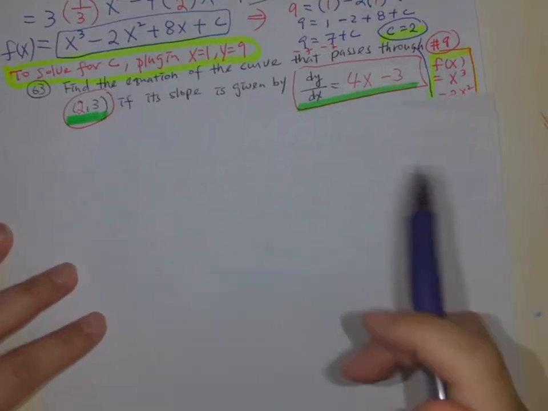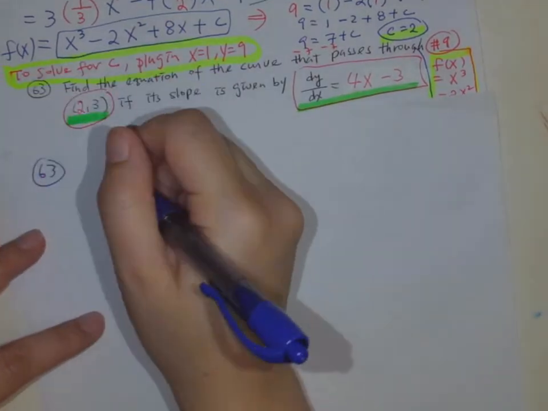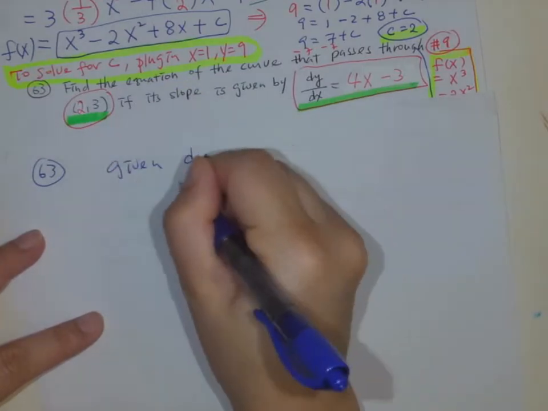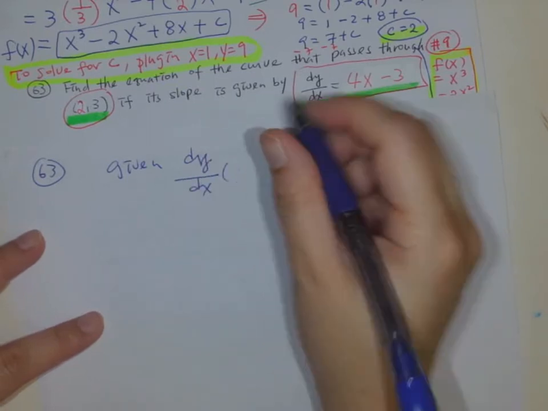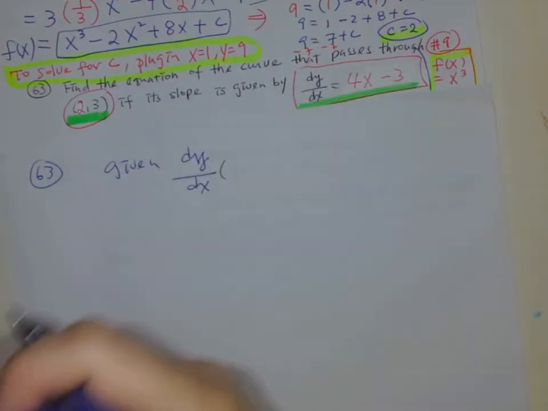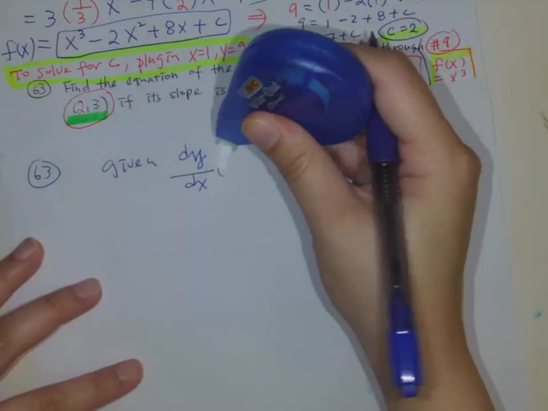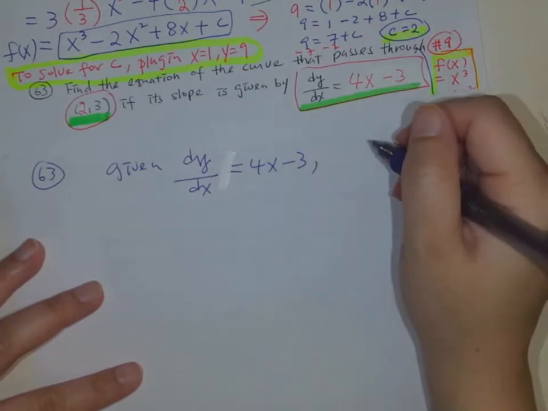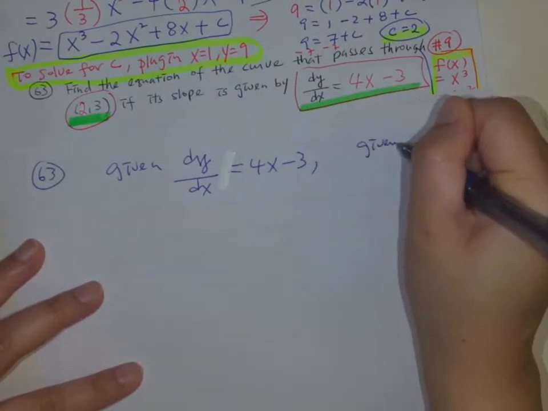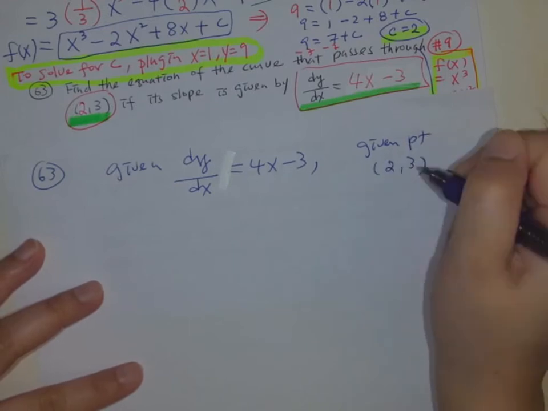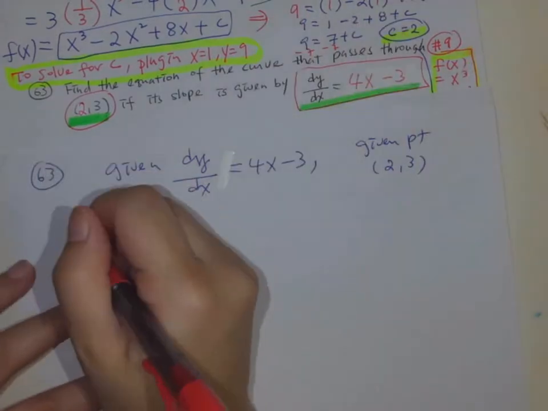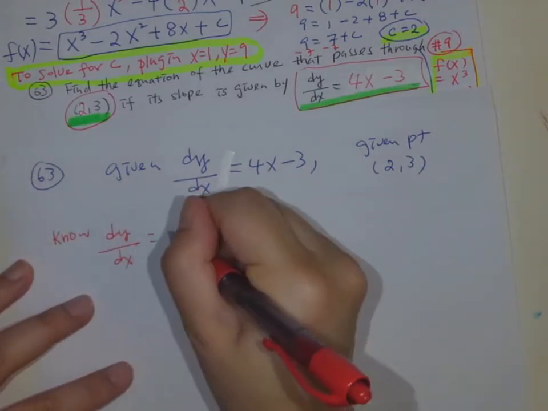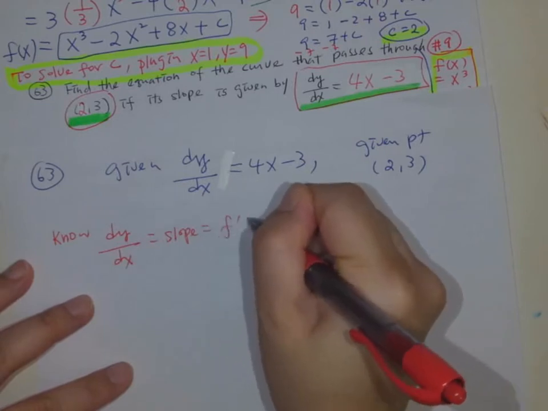So I can write down for number 63, it's given to us that dy/dx is equal to 4x minus 3. And then it's supposed to pass the point (2, 3). Alright, so we hopefully know dy/dx is the same as slope, is the same as f prime of x.